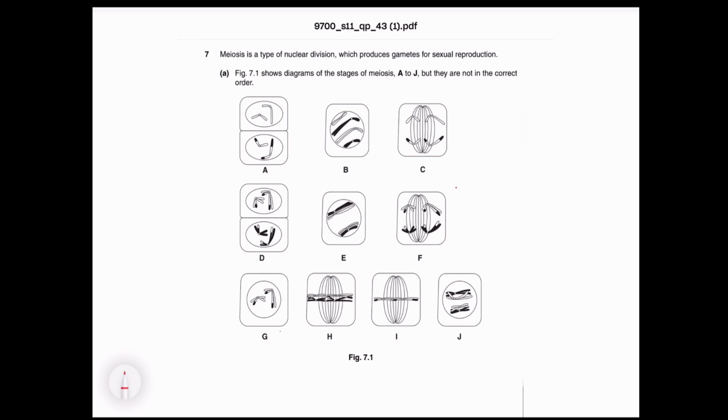This question from May June 11, paper 43, is a very good overview to show your understanding if you can actually solve this question. We have meiosis 1, which is divided into 4 stages known as prophase 1, metaphase 1, anaphase 1, and telophase 1. And meiosis 2, likewise, you're going to have prophase 2, metaphase 2, anaphase 2, and telophase 2. So we're going to match these stages.